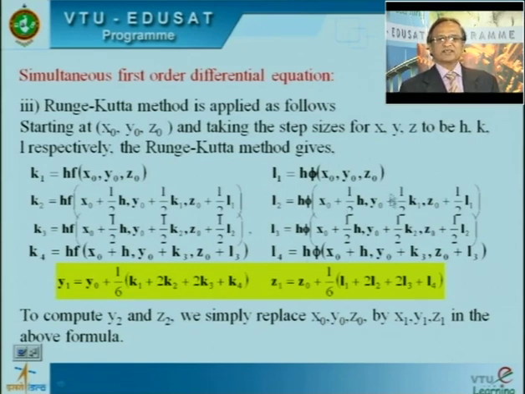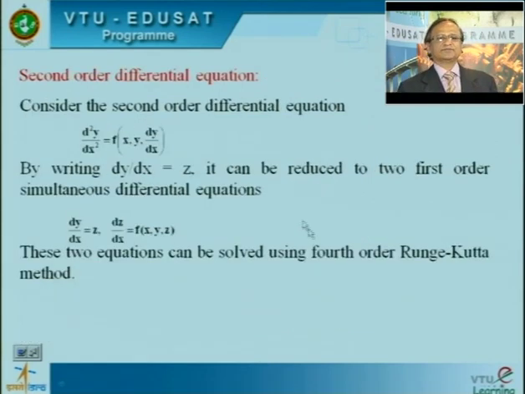Similarly, you can take the average of all these slopes and substitute. So, you will get y1 and z1. Initially they have given x naught and y naught, so you can calculate y1 and z1. To compute y2 and z2, we simply replace x0, y0, z0 by x1, y1, z1 in the above formula. So, we will get the next step values.